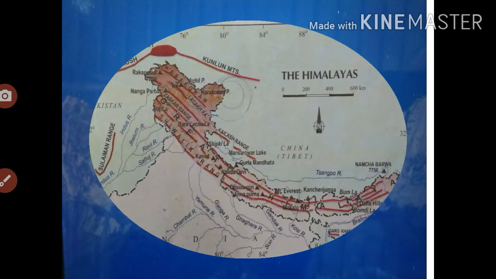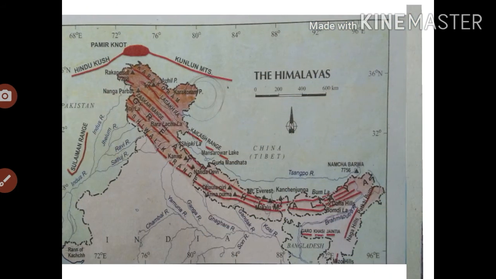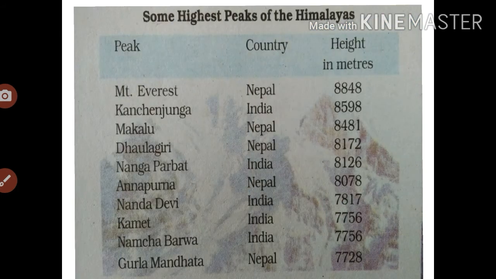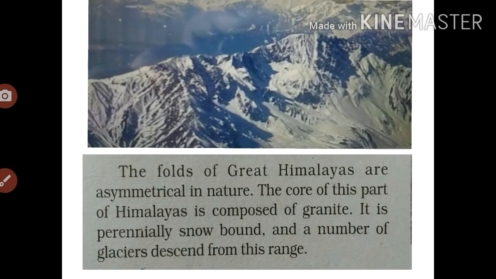Now, the range lying to the south of Himadri forms the most rugged mountain system and is known as Himachal or Lesser Himalayas. Just now we have studied about the great fold of Himalayas, about their nature.